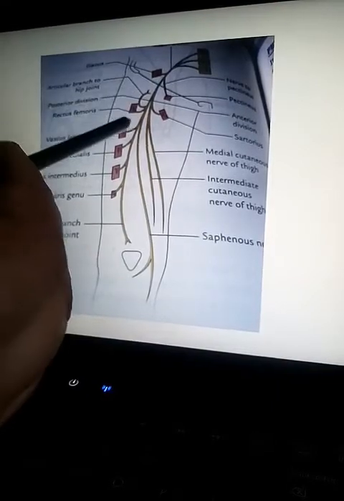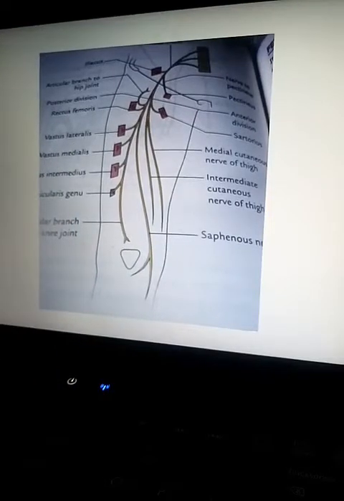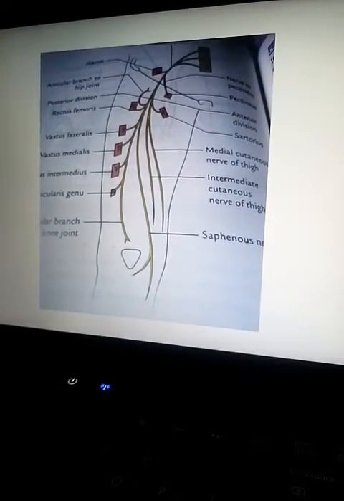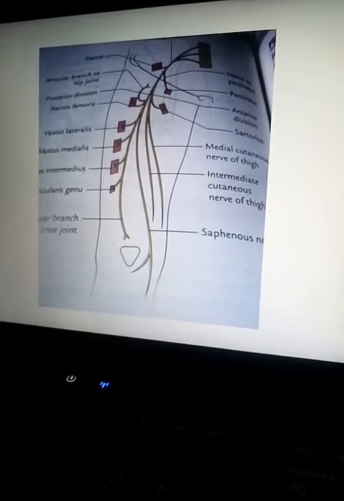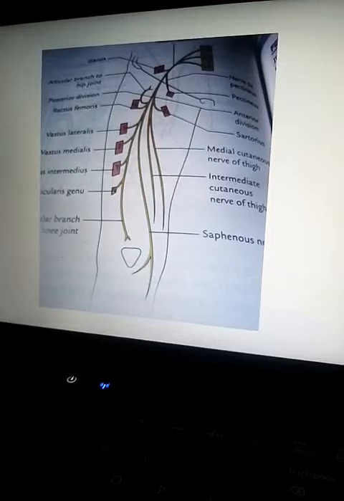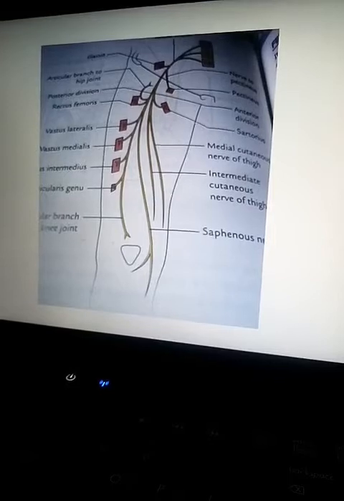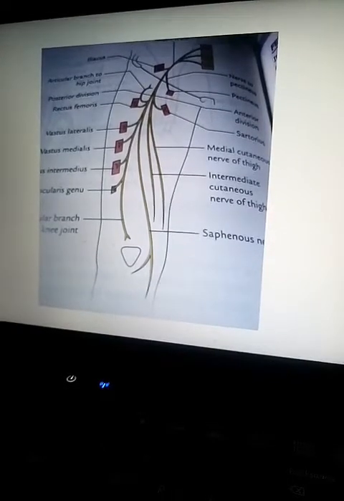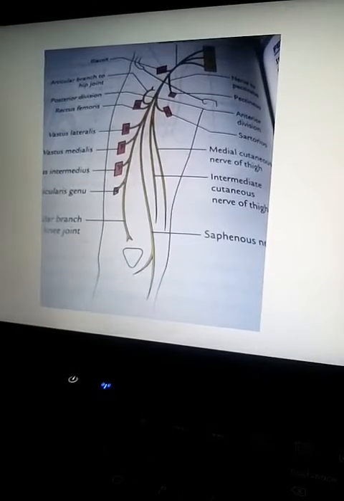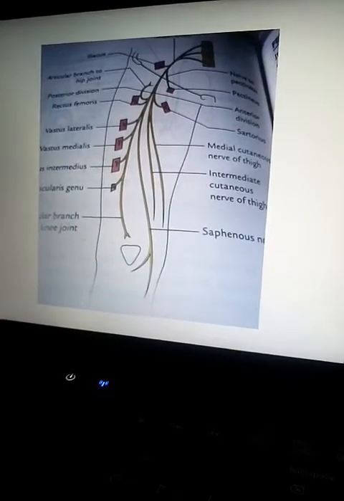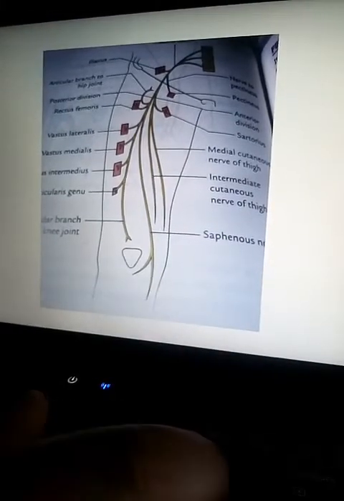It divides into anterior and posterior divisions, which are separated by the lateral circumflex femoral artery. Anterior division gives off two cutaneous branches and one muscular branch. The cutaneous nerves are medial cutaneous nerve of thigh and intermediate cutaneous nerve of thigh, and the muscular branch from the anterior division is the branch which supplies the sartorius. Posterior division gives one cutaneous branch, that is the saphenous nerve, and four muscular branches that supply the quadriceps muscles.